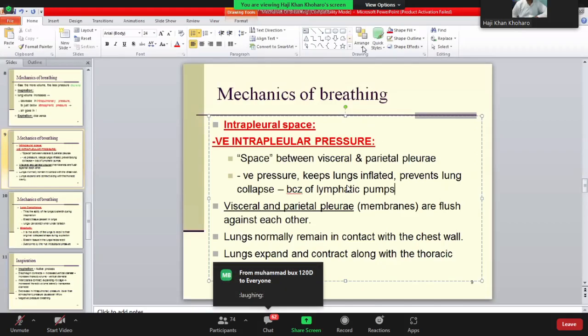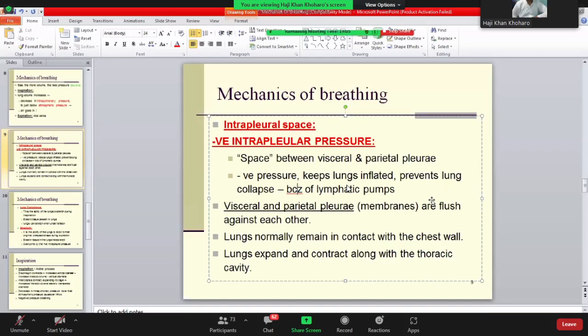Lymphatic pump. Hello, Adil Saleh. Yes, sir. How is the negative intrapleural pressure maintained? Sir, it is maintained by lymphatic pumps. Shabash, lymphatic pump. And if you don't know the lymphatic pump, you should open the book. Student, please. Roll number. You understand?